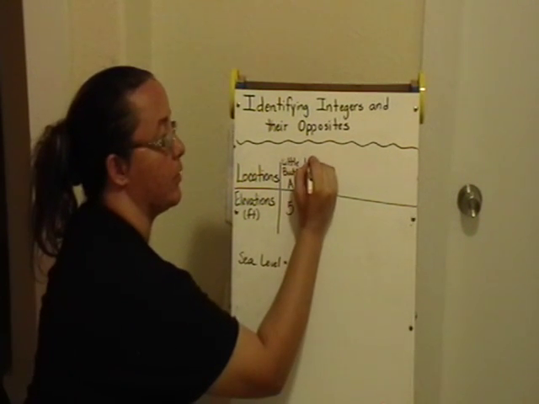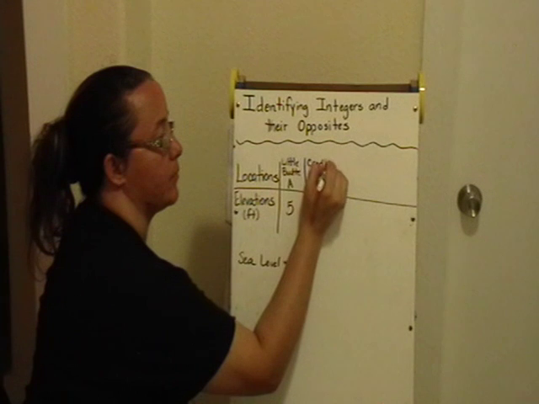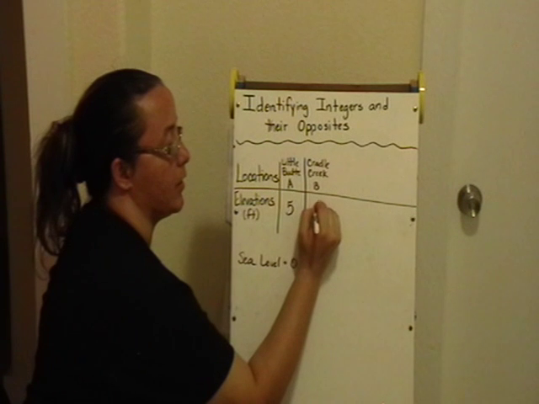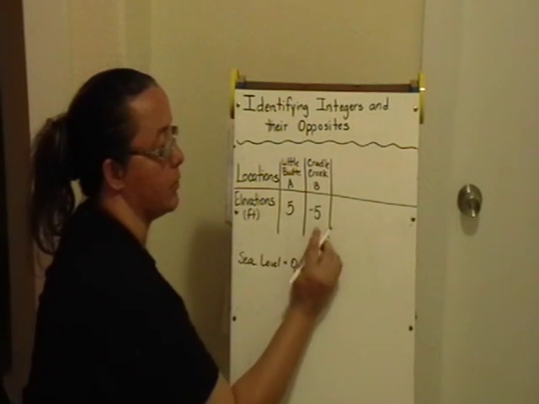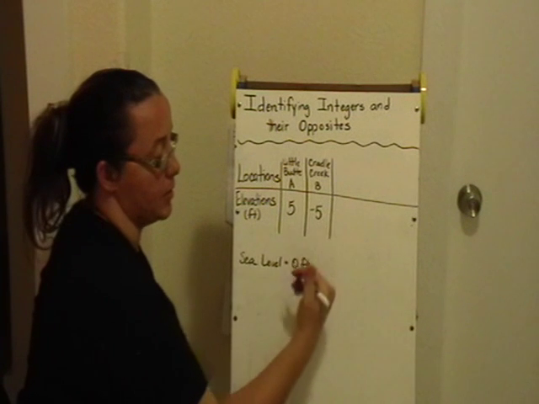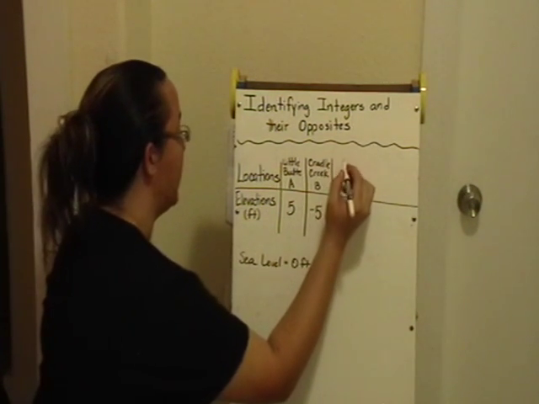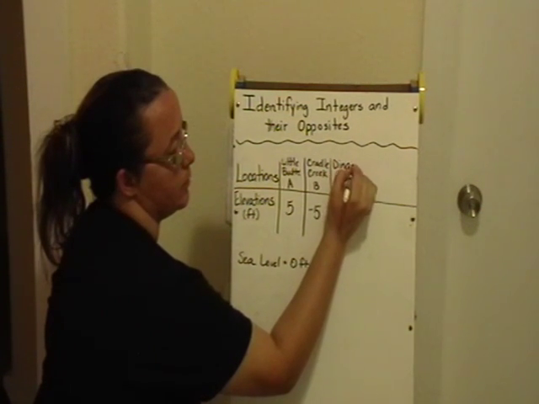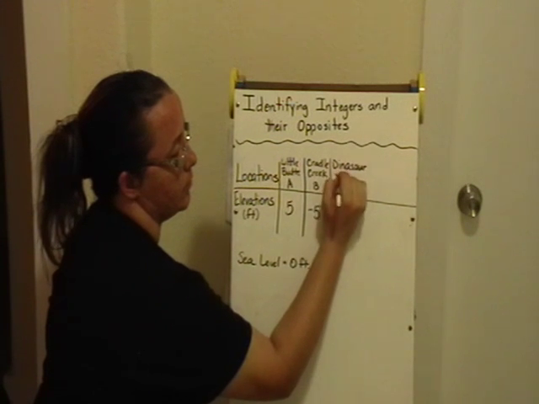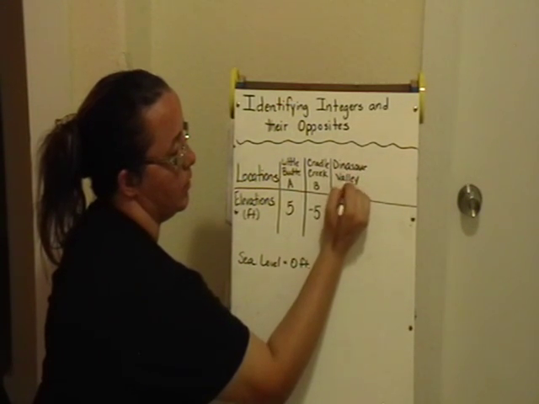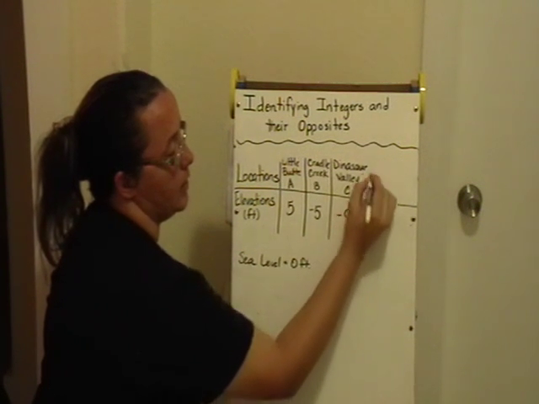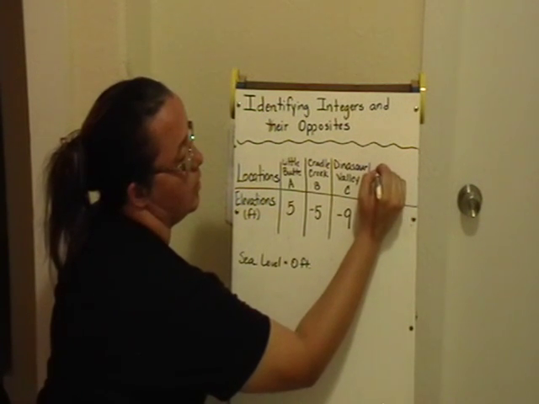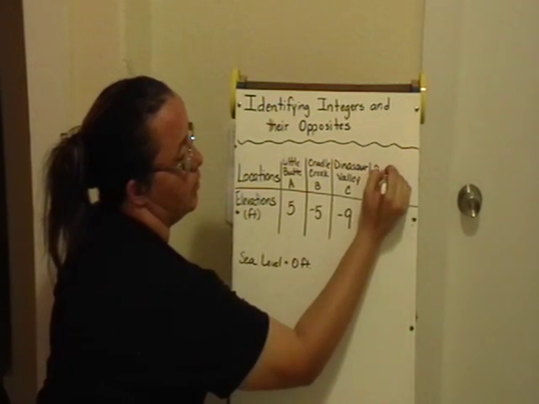Okay, then we're going to look at Cradle Creek, which we represented by point B, and it is at 5 feet below sea level. Notice it's a negative number, -5 means it's below 0, so it's below sea level. Now we have Dinosaur Valley, which we represented by point C, and it is at 9 feet below sea level. And then we have Beaver Creek.